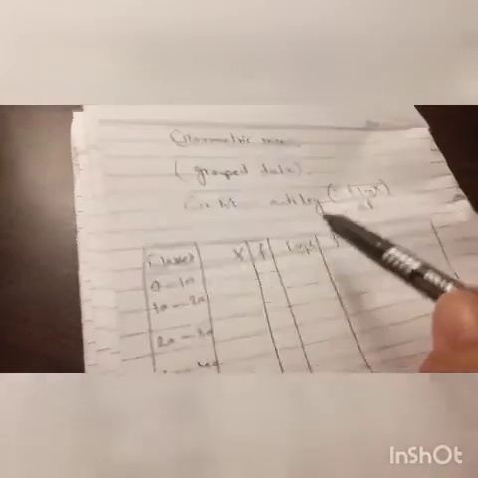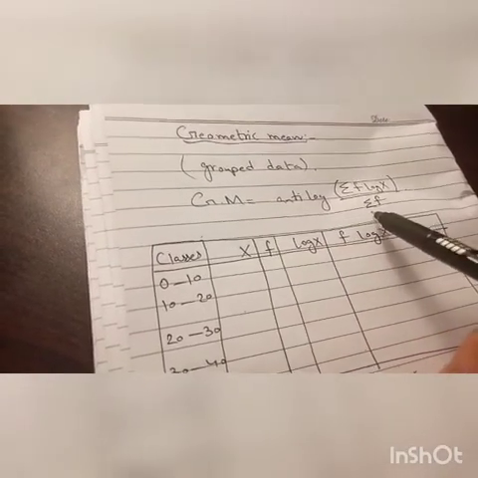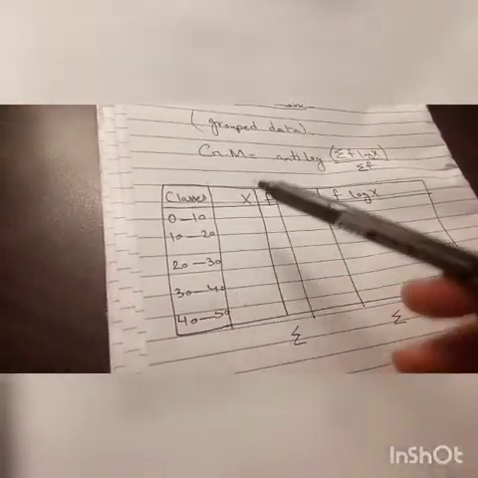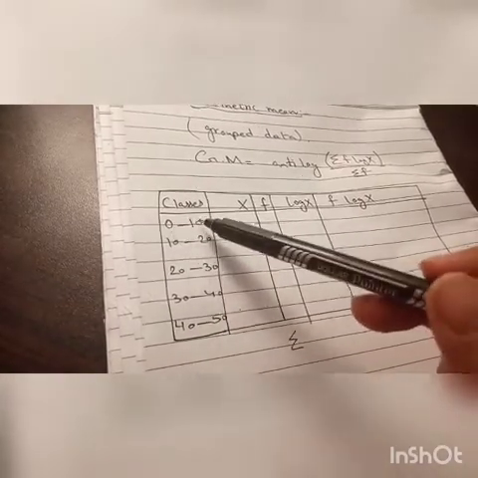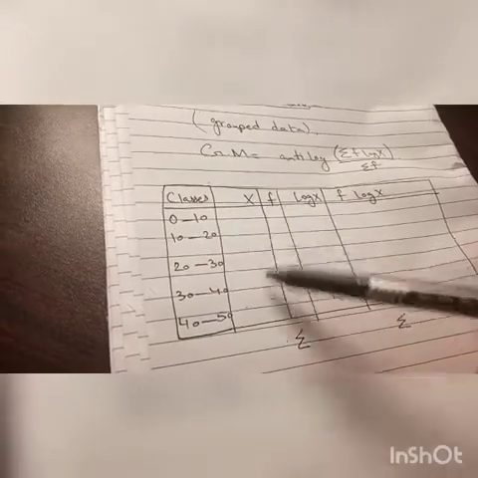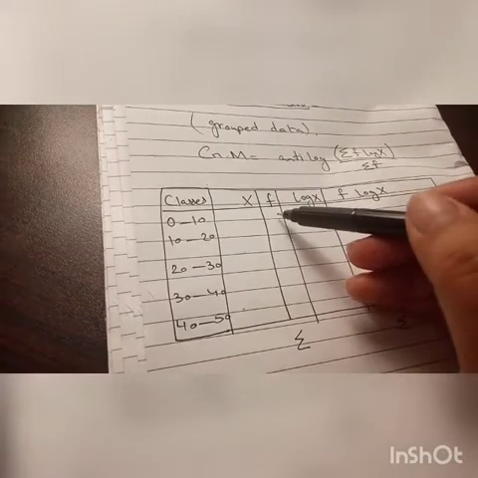Now here we'll be calculating geometric mean for group data. This is the formula: anti-log of the sum of f into log of x, divided by the sum of f. So this type of table will be given to you. Maybe classes will be given, and you calculate the midpoint for these classes: 0 plus 10 divided by 2, you will get the value of x. Sometimes x values are already given. Then the frequency will also be given to you.